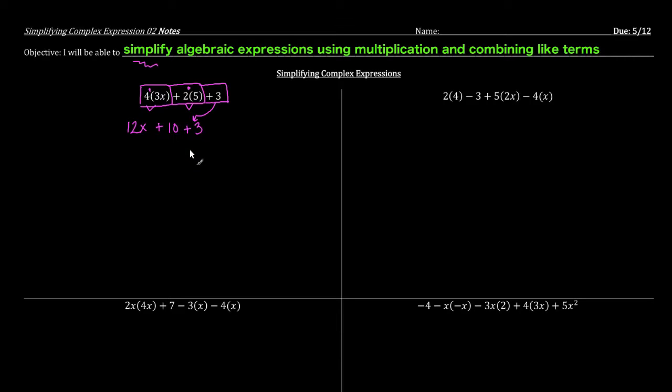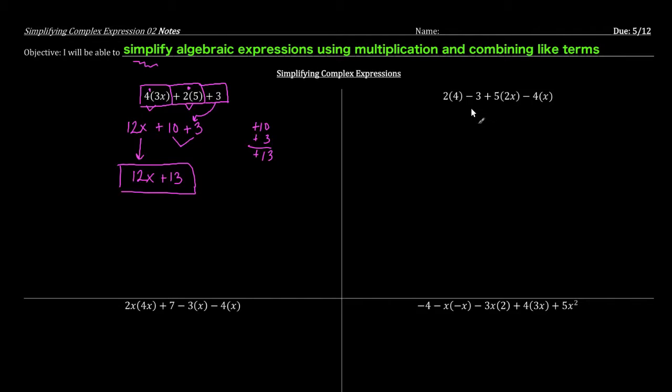Next, we combine like terms. So we have a 12x plus 10 plus 3. There's no more x's, so we bring it down. Now we have two constants, two like regular numbered terms. Plus 10 plus 3 is plus 13. We just combined them. And there you go.